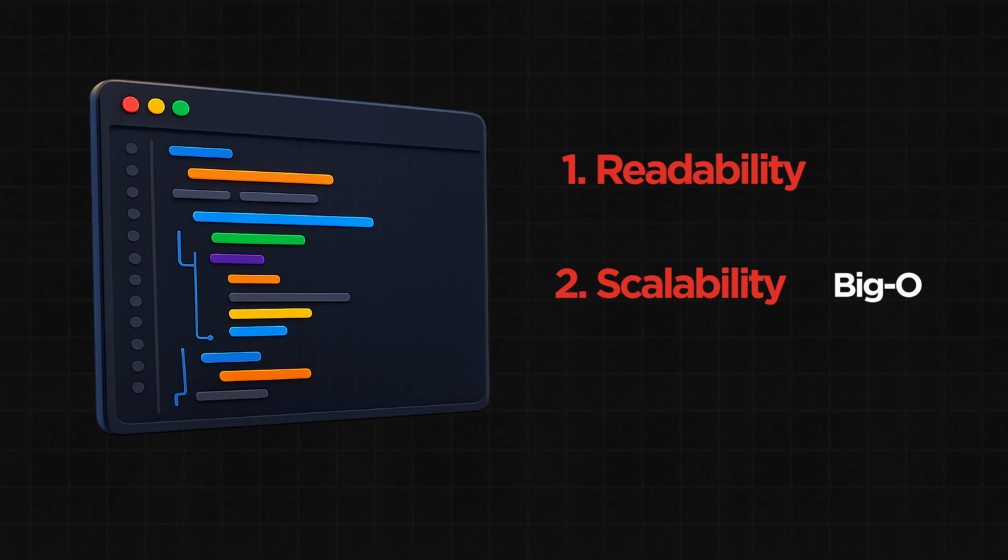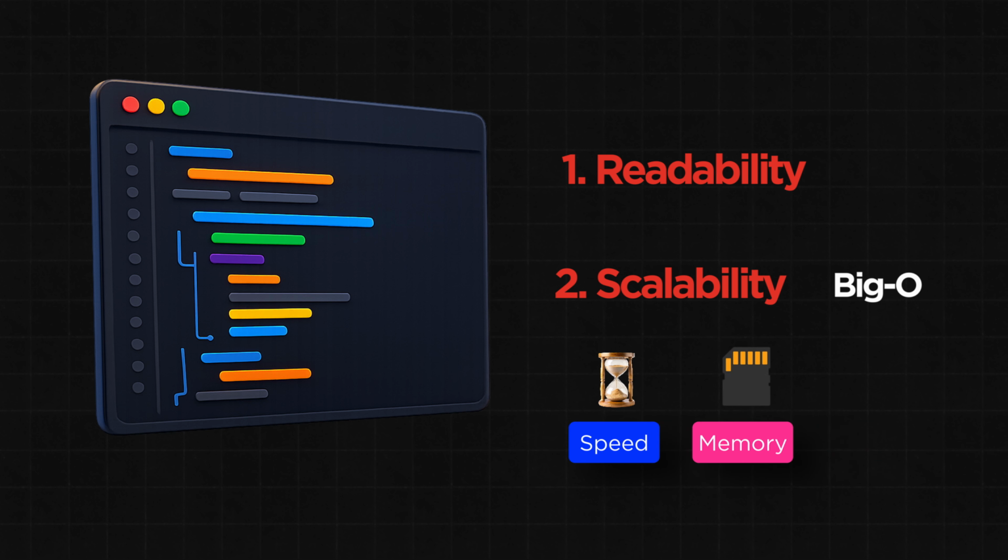But don't hate me, I simplified something, just a little. When we say scalable, there are actually two things engineers care about, not just speed, but memory too. Up until now, we've been focused on time. How fast does the function run? How many operations does it perform?